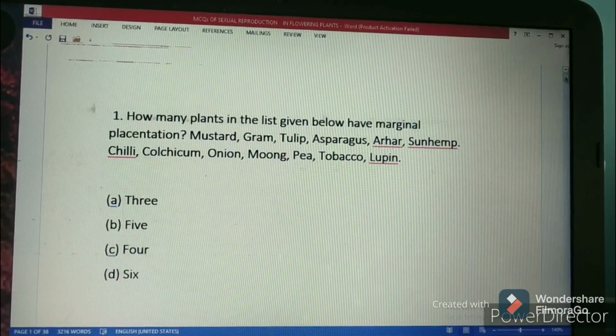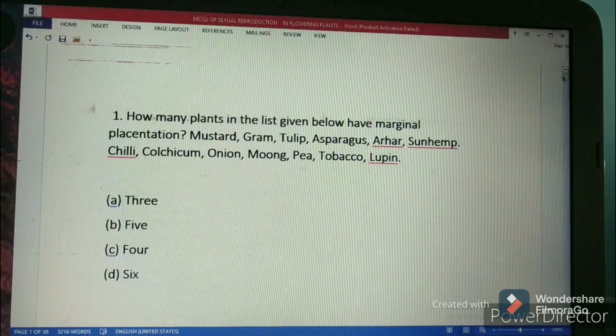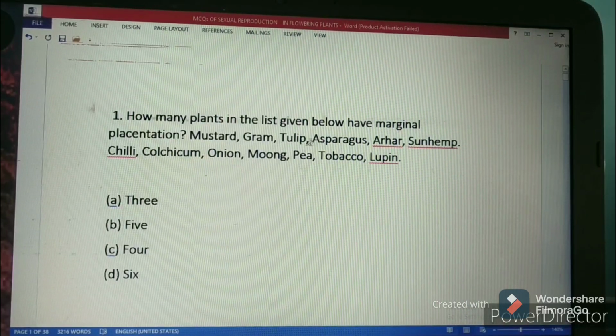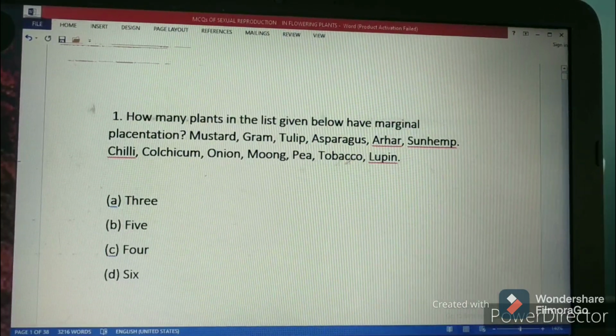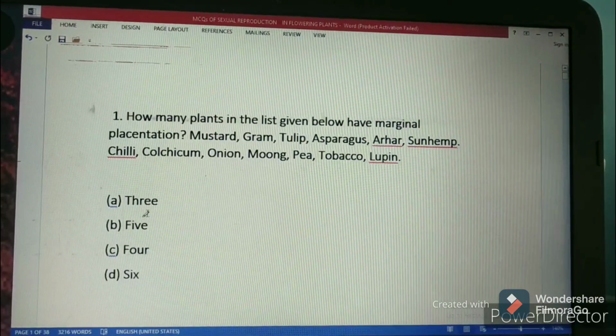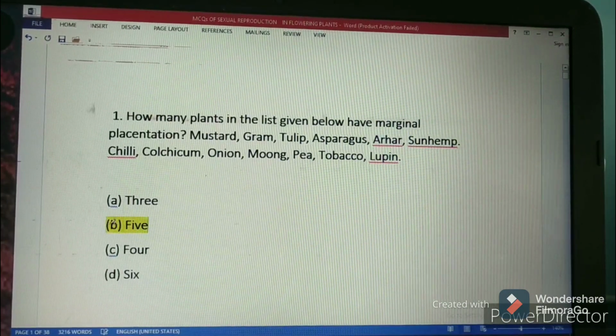How many plants in the list given below have marginal placentation? Mustard, gram, tulip, asparagus, arhar, sunhemp, chili, colchicum, onion, moong, pea, tobacco, lupin. Answer is B. Option B is the right answer, 5.